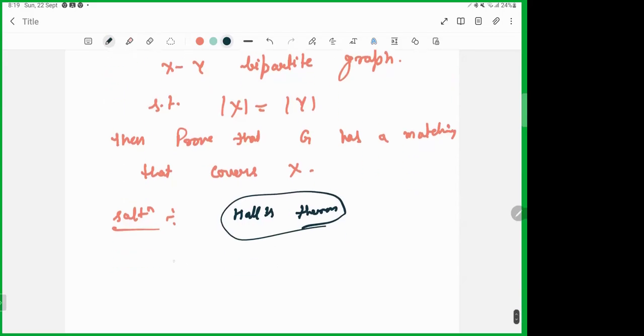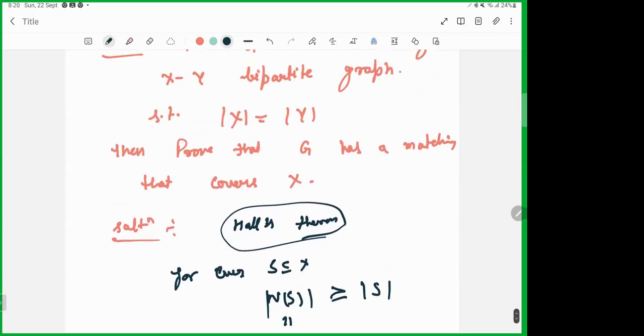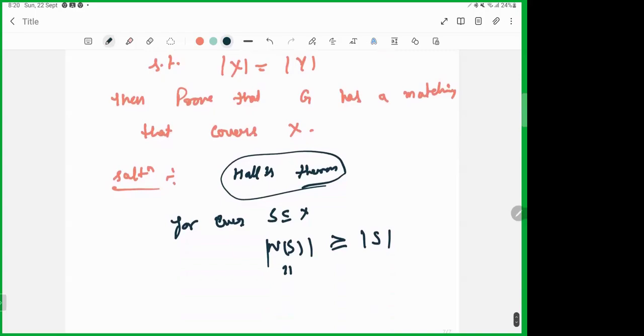We need to prove that for every subset S of X, the cardinality of the neighborhood of S should be bigger than or equal to the cardinality of this set. So how to prove this? This is a k-regular bipartite graph. So this is going to be at least k times the number of vertices in S. So k times the cardinality of S. Yeah, this is clear.